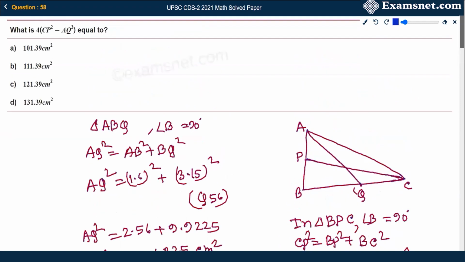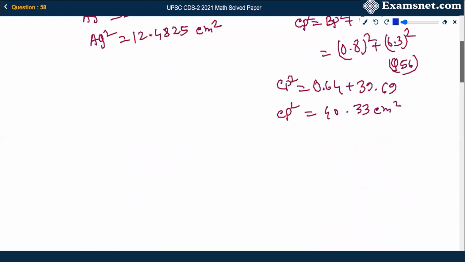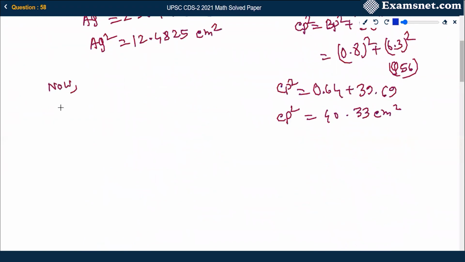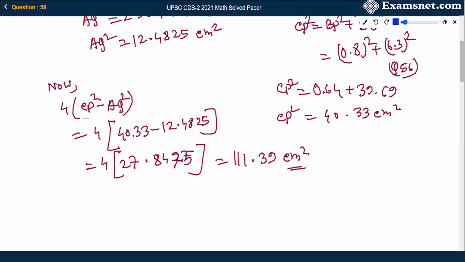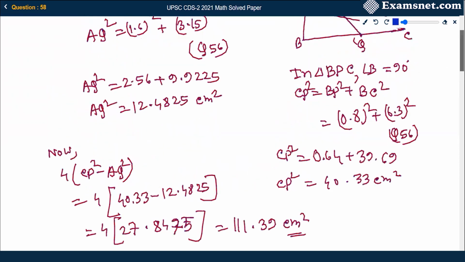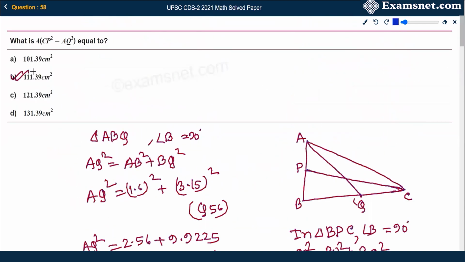So here we are required to find the value of 4 CP square minus AQ square. So now 4 CP square minus AQ square, that is 4 times 40.33 minus 12.4825. This will result in 111.39 centimeter square. So this 111.39 centimeter square is the result of this given expression. So yes, option B is the correct answer here.